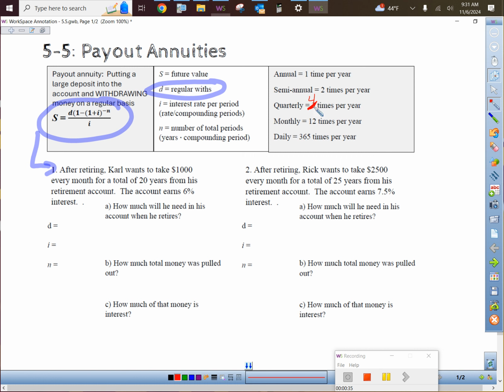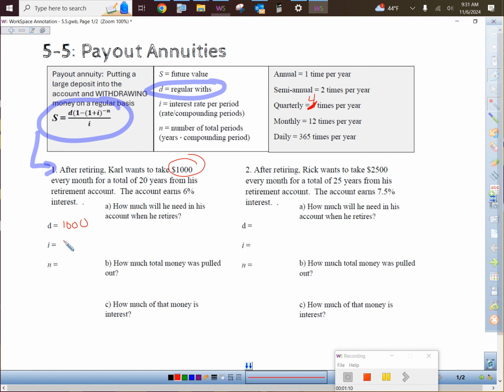But what regular withdrawals is this. After retiring, Carl wants to take $1,000 every month for a total of 20 years into his retirement account. It earns 6% interest. So this $1,000 is what he wants to withdraw from his account. By the way, withdraw means take out of. Right? So you put all this money into your account, you would like to take some money out, so $1,000 goes right there.